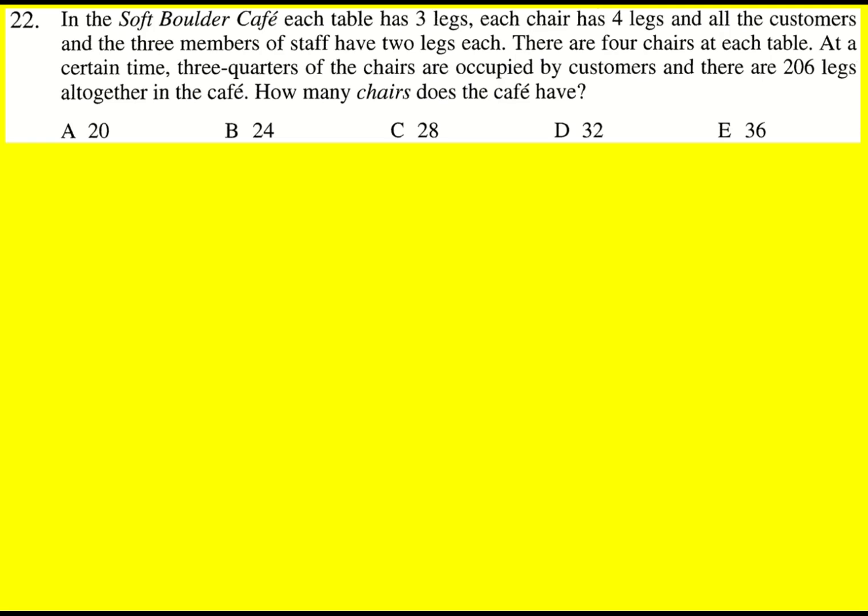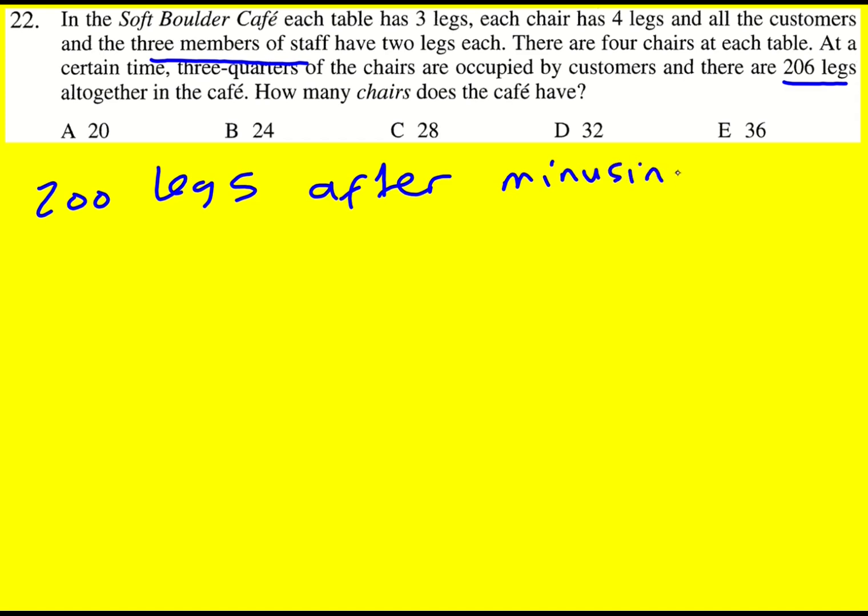I did this question algebraically, but I'm just going to share with you how the answers did it, because it is really nice. First up, they took the 206 legs and subtracted the 6 legs that the staff have, because we're told that there were 3 members of staff. So that's 200 legs after subtracting the staff legs.